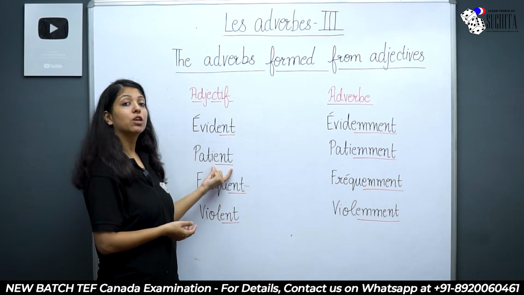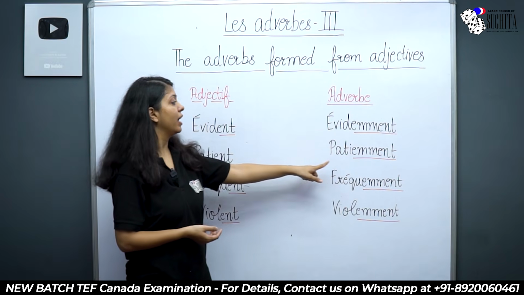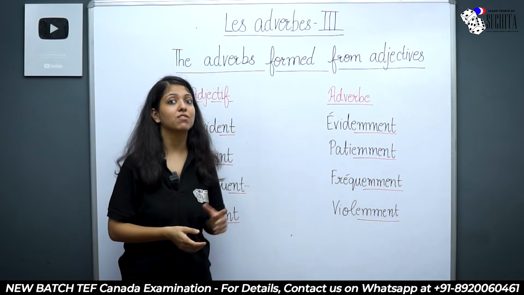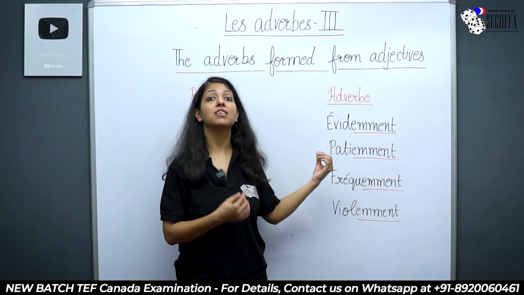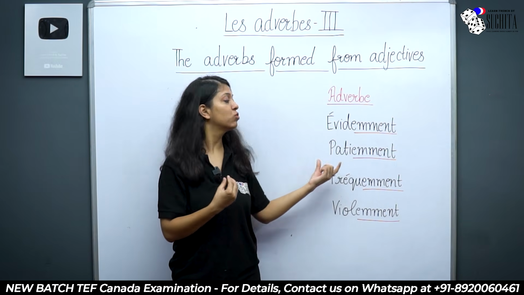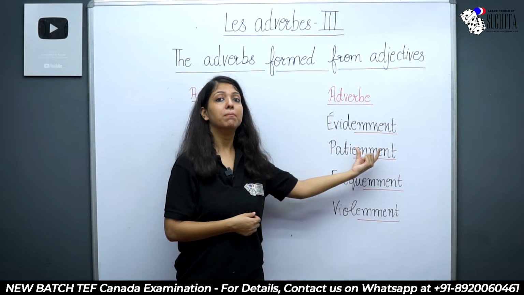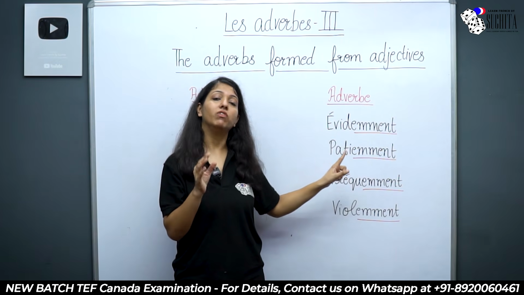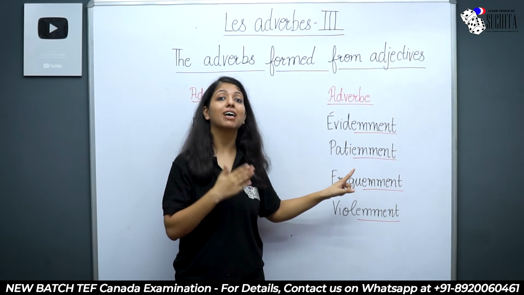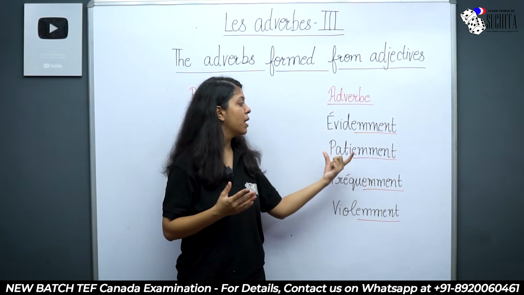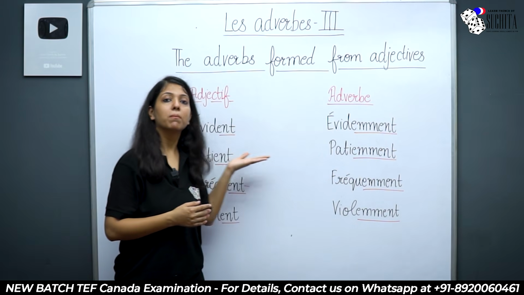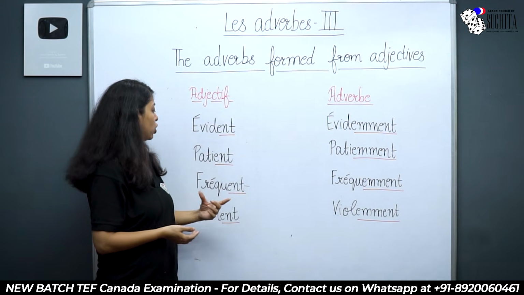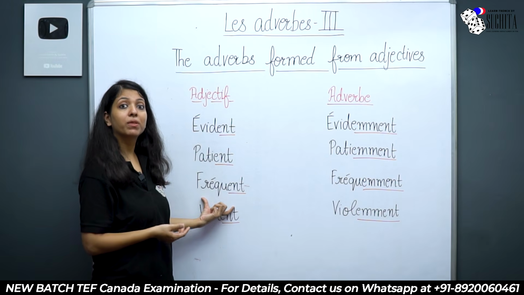The next one is patient. Remove ENT. You need to write till I and then add EMMENT. So patient. Again, you need to open the mouth. Patiemment. Just imagine that instead of E, I have A over here. We have E, but in order to just pronounce it, imagine that there is A. Patiemment. Patient, patiently.